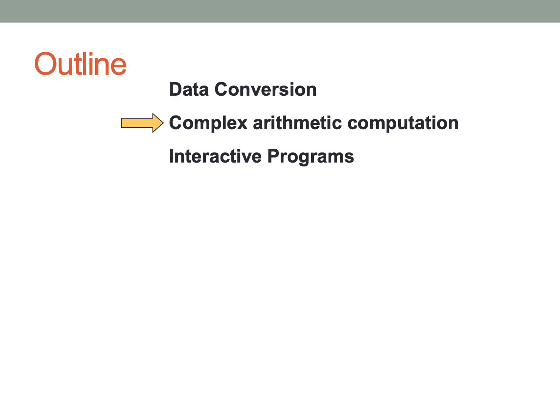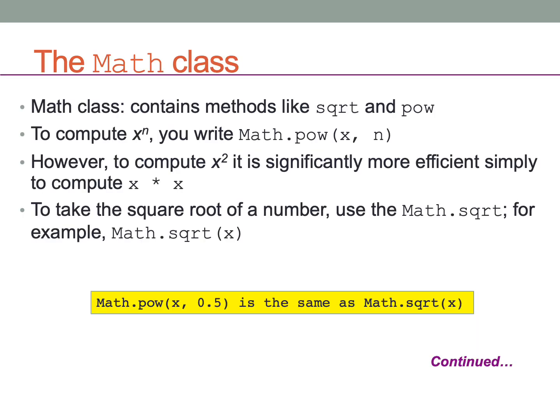Now let's look at complex arithmetic computation. I have mentioned several times before about the Math class in Java. We have seen the API of it, where it listed all the methods that the Math class has. The Math class contains methods such as square root and power. To compute x to the power of n, you can write Math.pow(x, n).